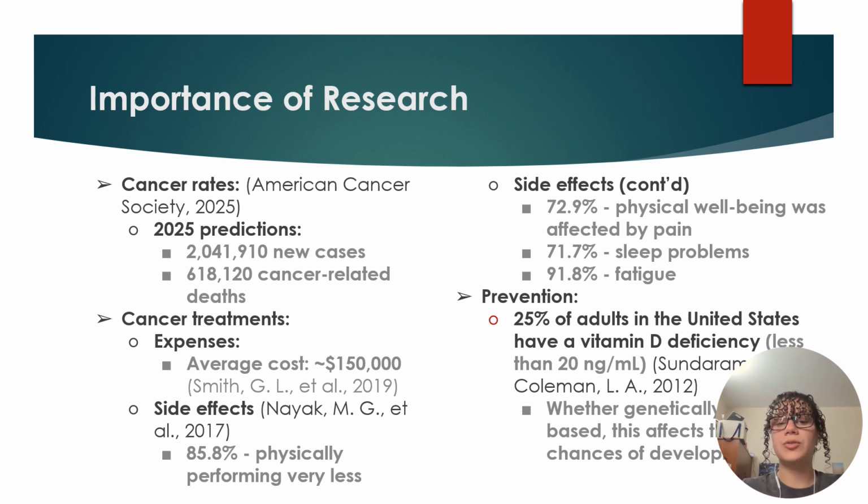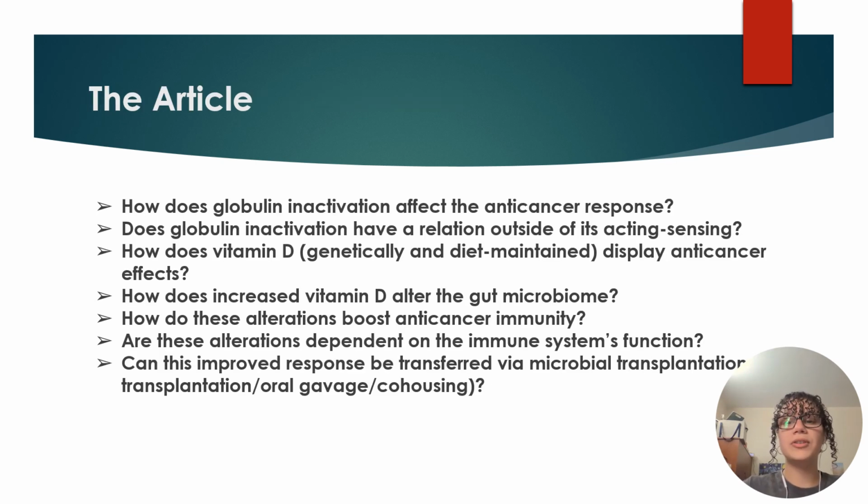Finally, prevention is greatly important as around a quarter of adults in the United States have a vitamin D deficiency. Whether or not this is genetically based, it affects your chances of developing cancer. The article covers many things, as with each question that was answered, a new question arose.